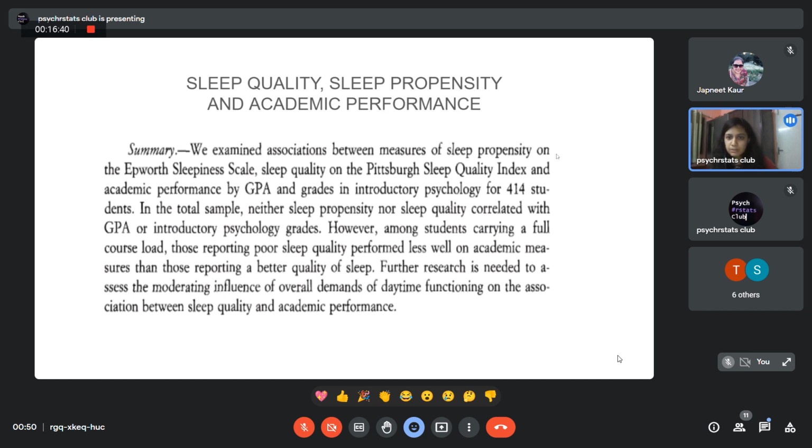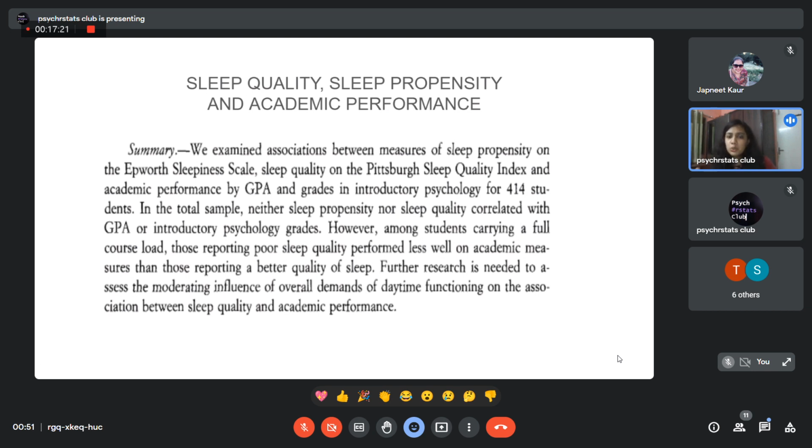We examined the association between measures of sleep propensity on the Epworth Sleepiness Scale, sleep quality on the Pittsburgh Sleep Quality Index, and academic performance by GPA and grades in introductory psychology for 414 students. They found that neither sleep propensity nor sleep quality correlated with GPA or introductory psychology grades. However, when students were carrying a full course load, those reporting poor quality sleep performed less well on academic measures than those reporting better quality sleep.